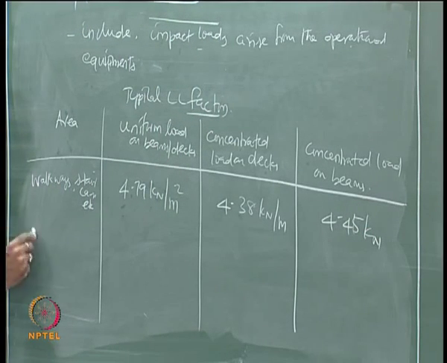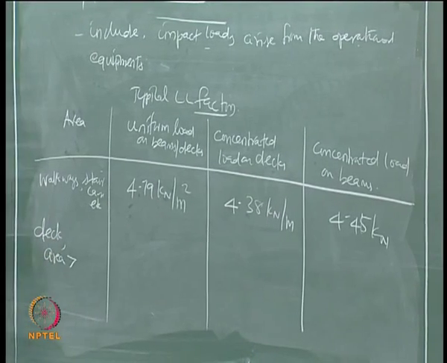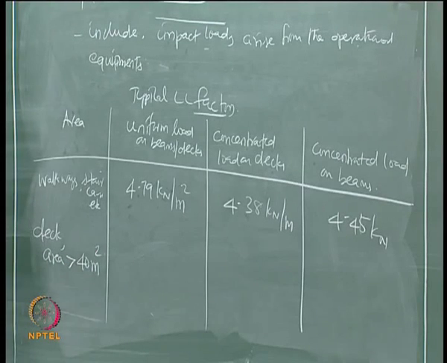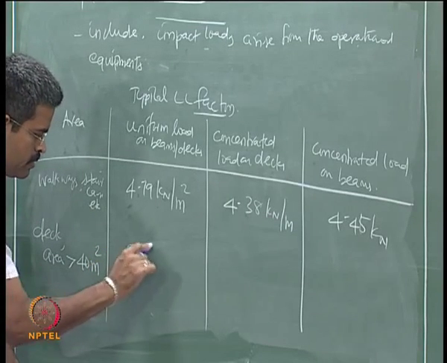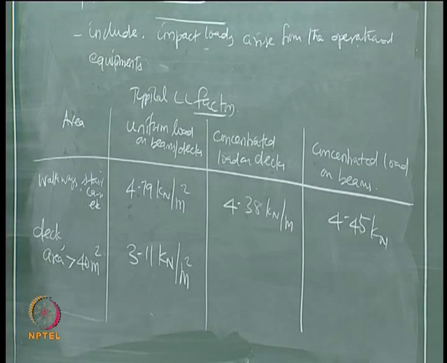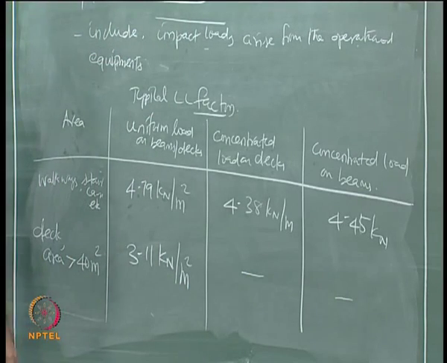Now, if you have a deck whose area is larger than 40 square meters, you have a deck area which is larger than 40 square meter, then the load will be 3.11 kilonewton per square meter. Of course, since it is a deck, we are not talking about concentrated loads.